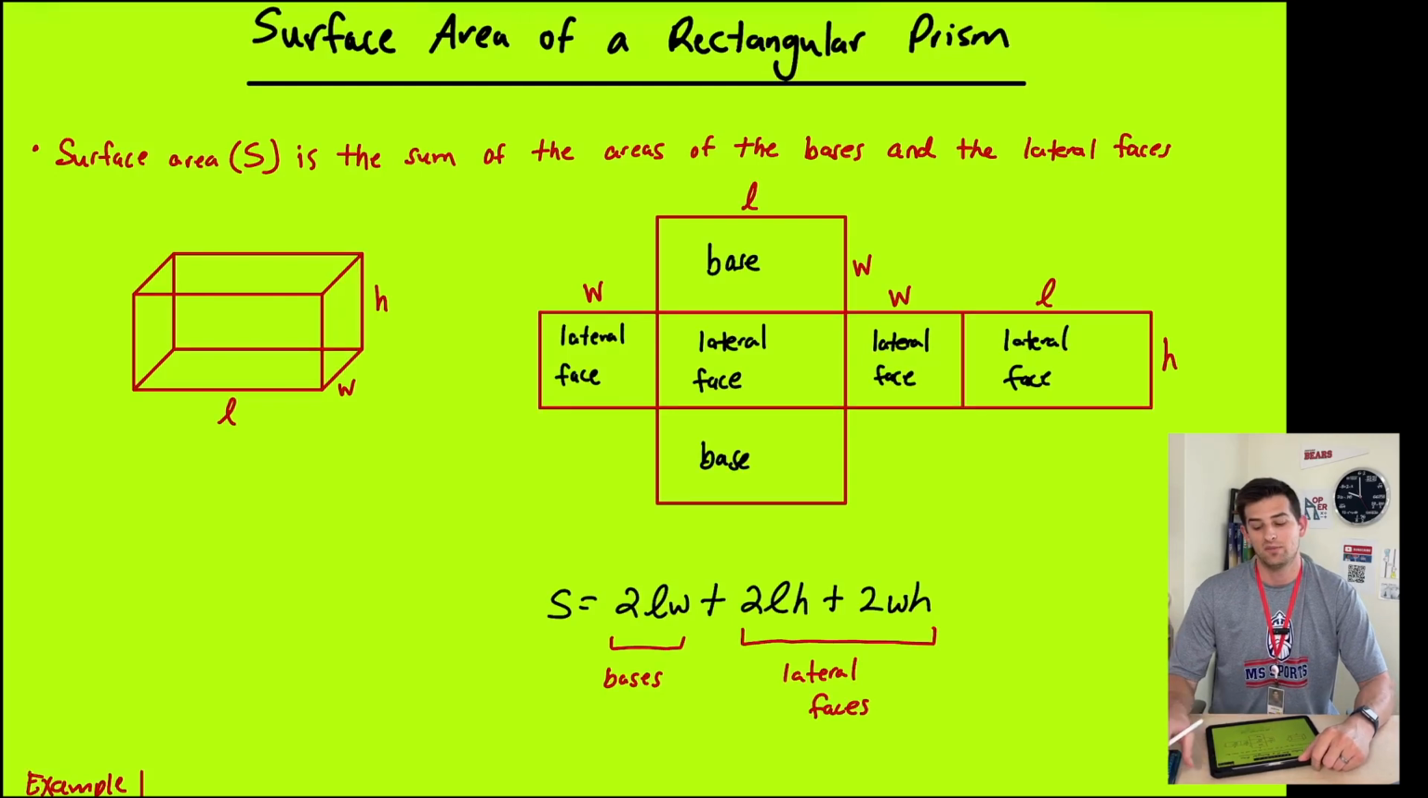Hello everyone, in this video we're going to talk about surface area of a rectangular prism. So what is surface area? We use the capital letter S in our equation, and it's simply the sum of the areas of the bases and the lateral faces.